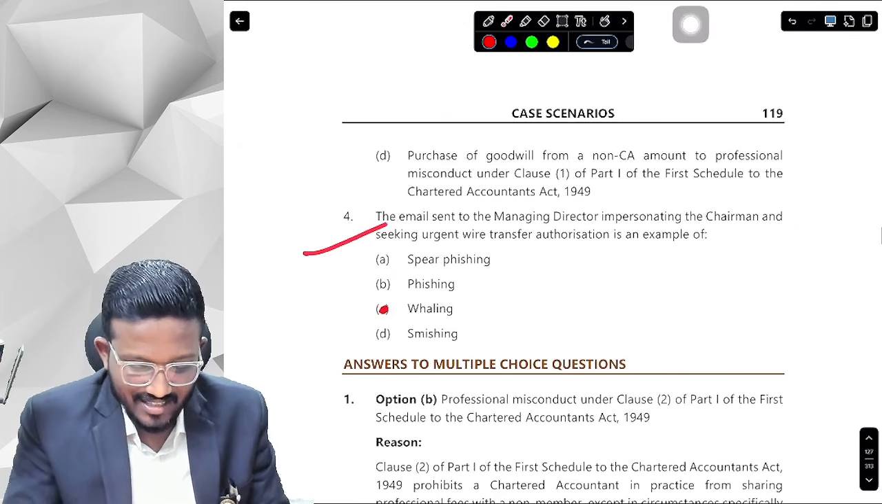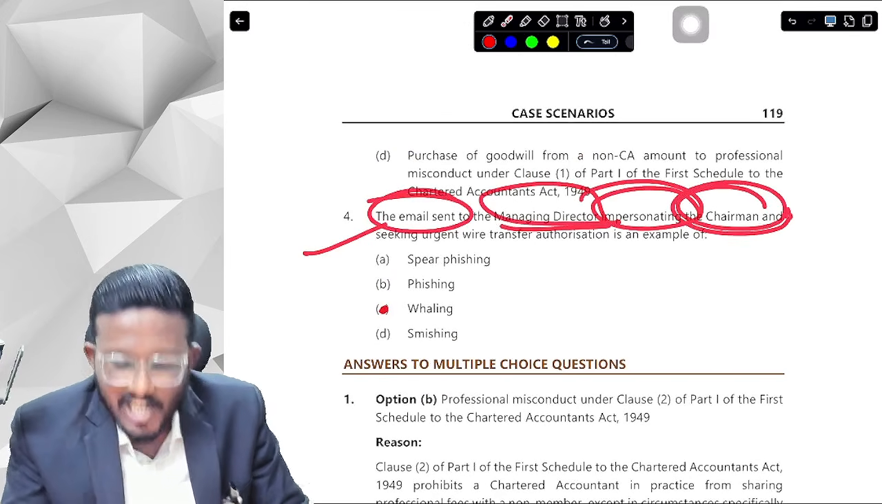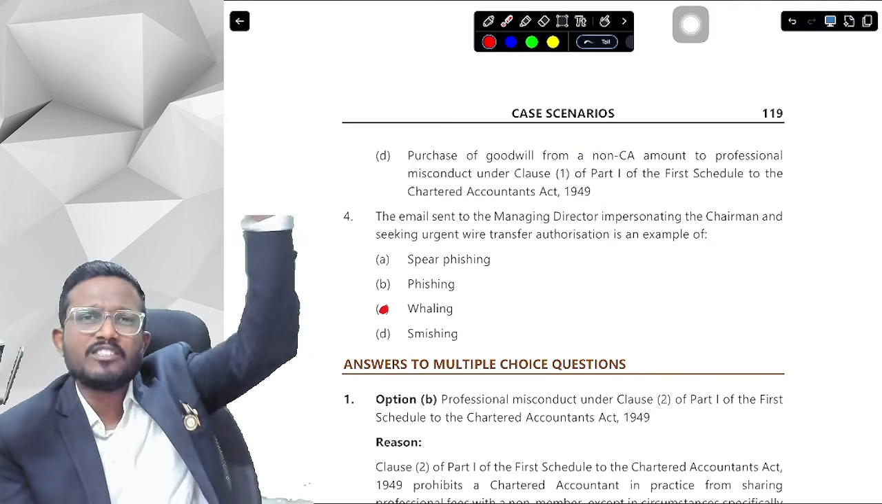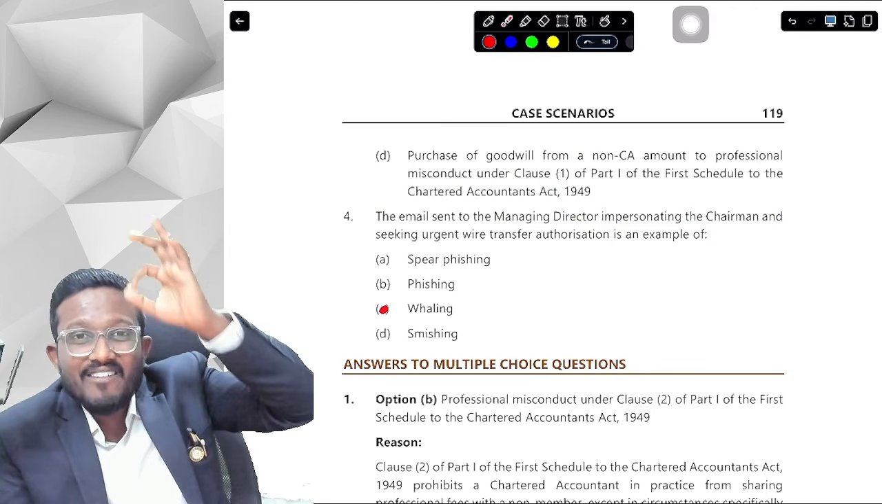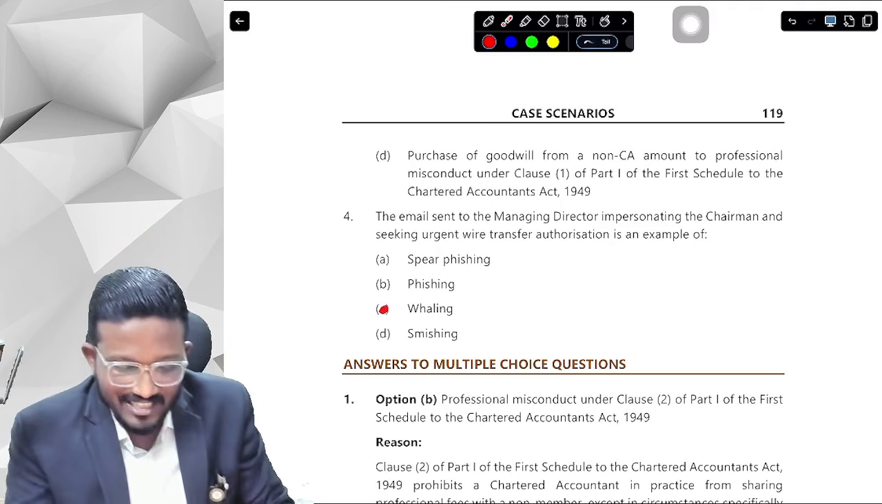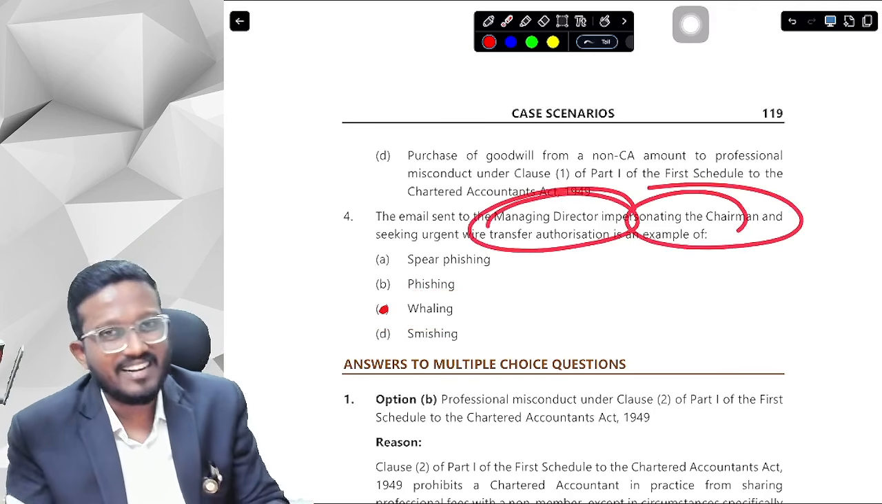Okay, yes sir. Last is what? There is an email sent to the managing director impersonating the chairman. So it is talking about all the big people in the organization, all the officers. Whenever we are catching the elephant in the room, which means the big persons in the room, it is called whaling. So this cyber attack is called whaling because it involves the managing director and chairman.